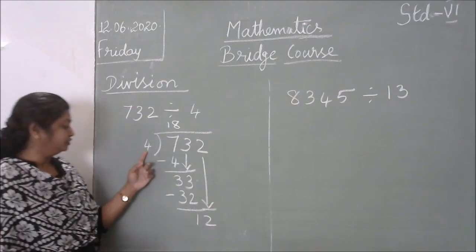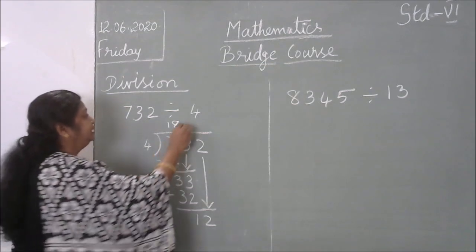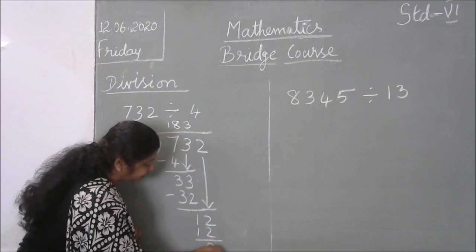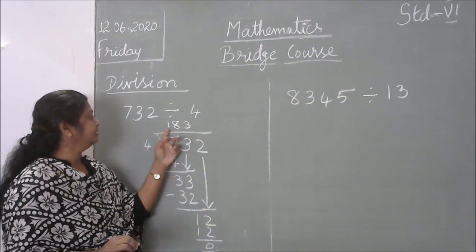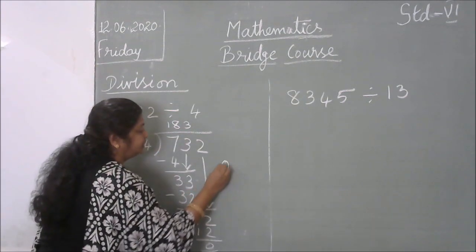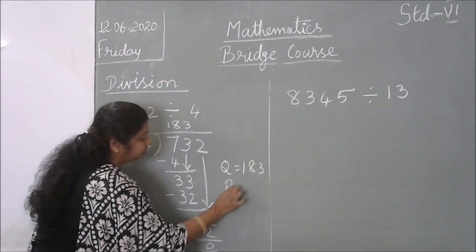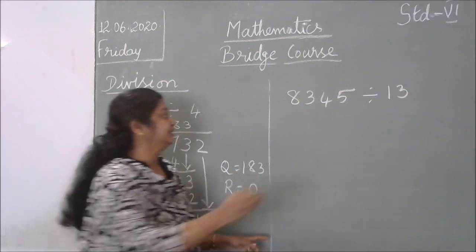Okay. In 12, how many 4s are there? 3 4s are 12. So what will you get as the remainder? You will get 0. And what is your quotient? You got the quotient 183. You should write the quotient, 183. And what is your remainder? The remainder is 0.